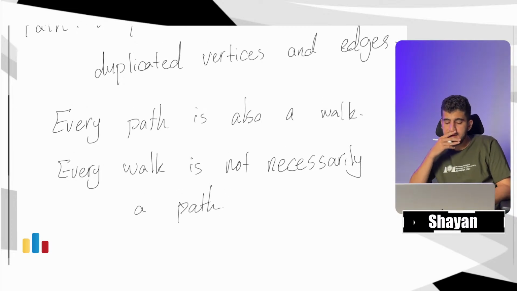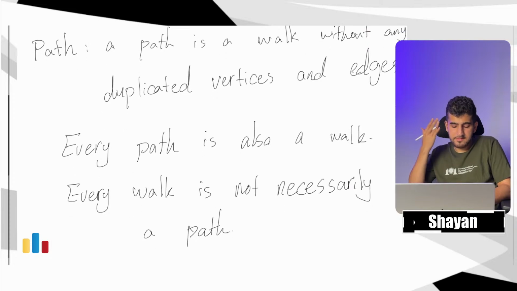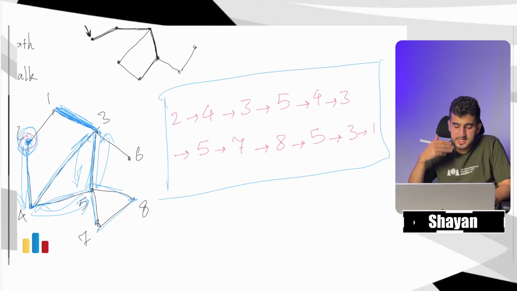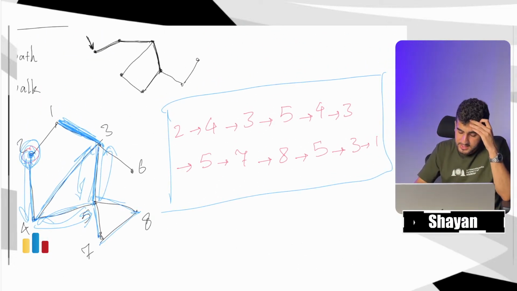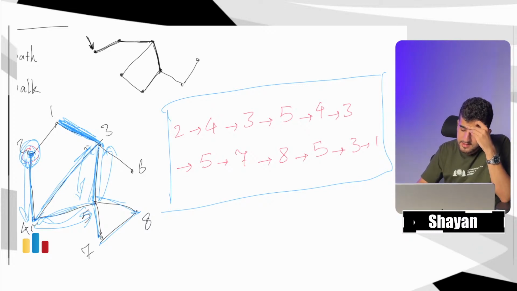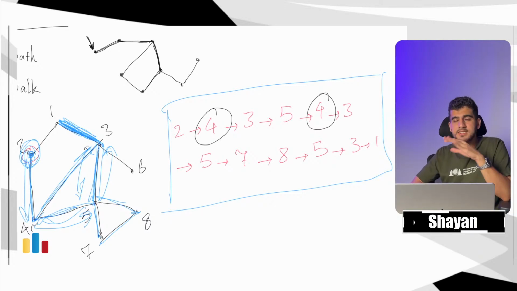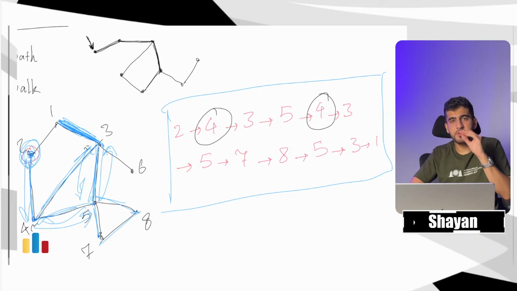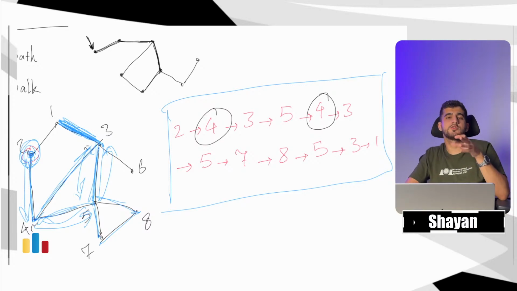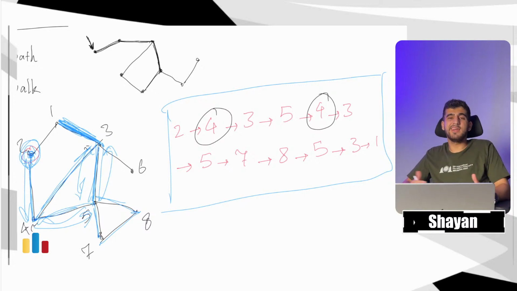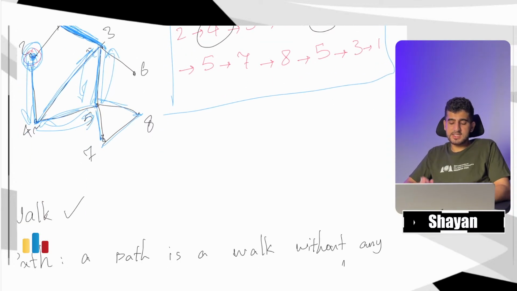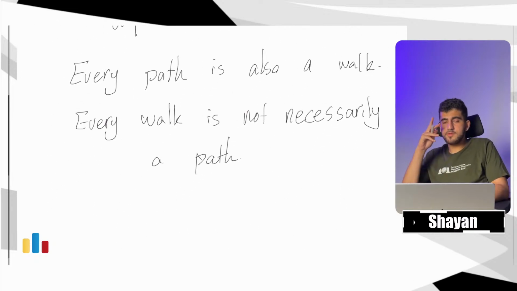Right? So every path is also a walk, and every walk is not necessarily a path. A path, for example, in here, if you see, we first go from 2 to 4, then from 4 to 3, then from 3 to 5, and then from 5 back to 4 again. This is not acceptable in a path. In a path, you cannot go to the same vertex twice or to the same edge twice. Each edge and each vertex must be visited only once in a path.